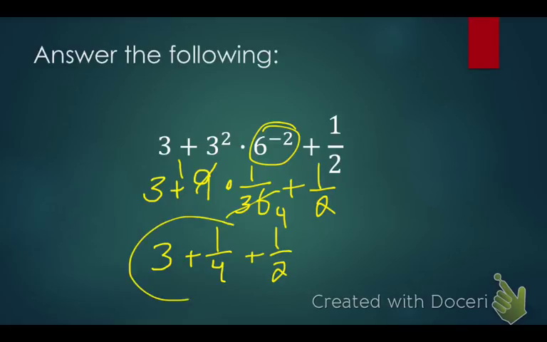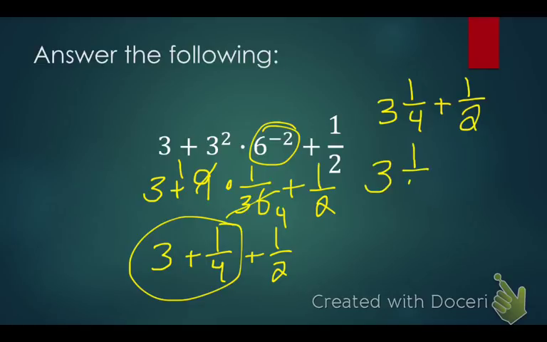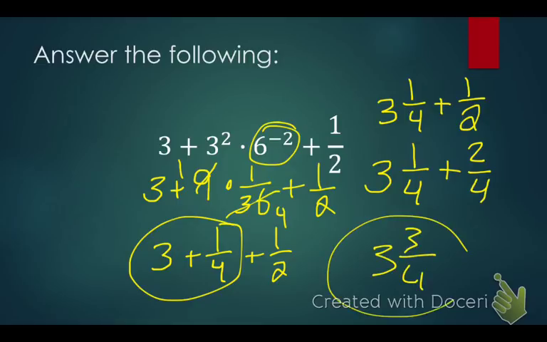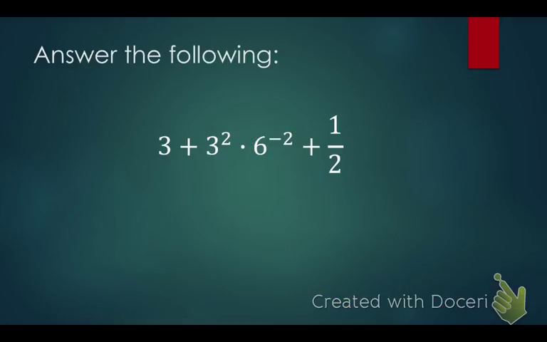All right, I add 3 plus 1/4 to get 3 and 1/4 plus 1/2. I need to find a common denominator, so this becomes 3 and 1/4 plus 2/4, which equals 3 and 3/4 as my final answer. Okay, try this last one on your own.